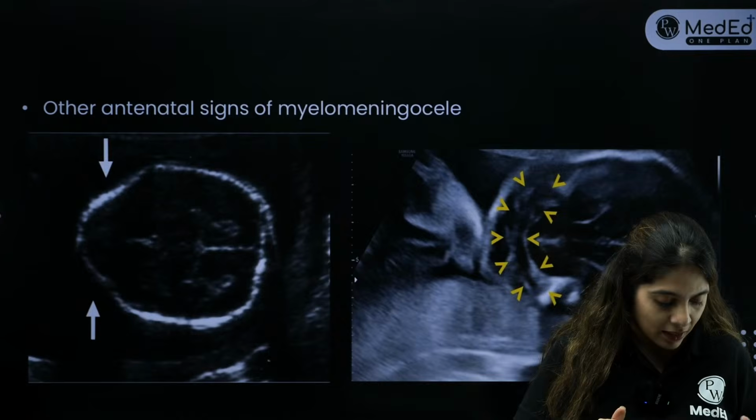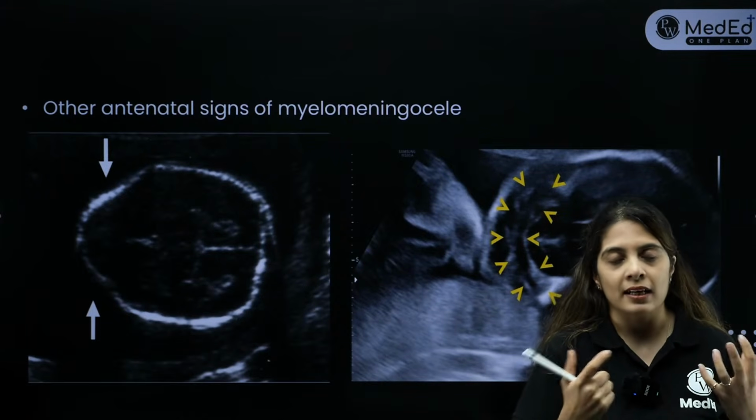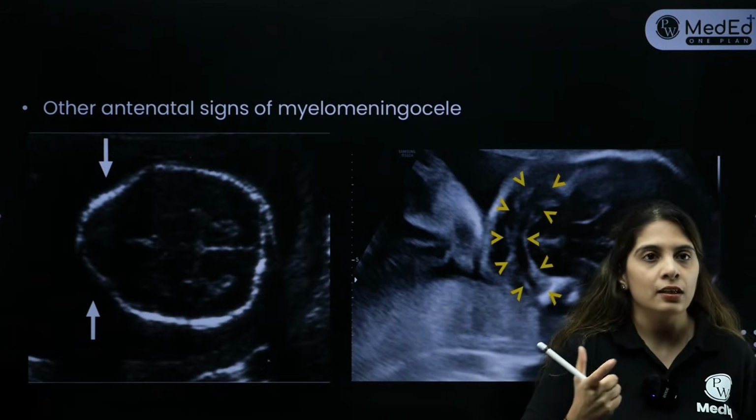Okay, so let's move towards the other signs that you can see with myelomeningocele. They can classically club these particular signs with myelomeningocele. So the first image, again, these are the fruit signs.